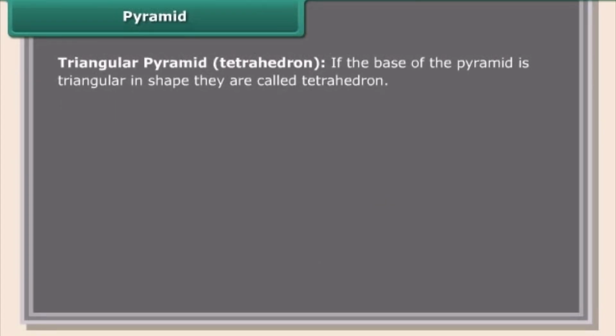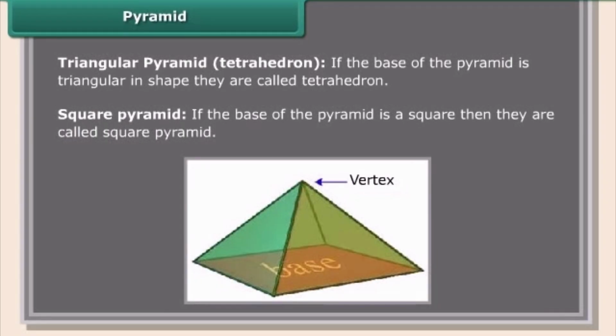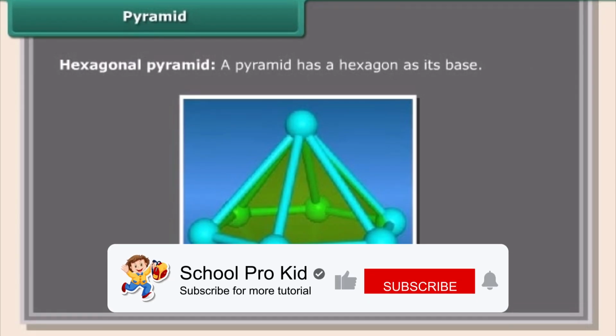Triangular pyramid, tetrahedron. If the base of the pyramid is triangular in shape, they are called tetrahedron. Square pyramid: if the base of the pyramid is a square, then they are called square pyramid. Hexagonal pyramid: a pyramid that has a hexagon as its base.